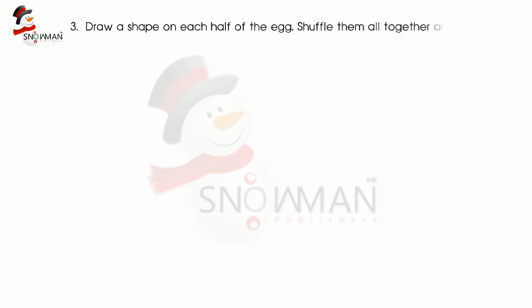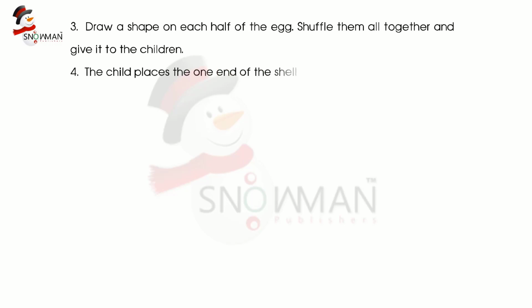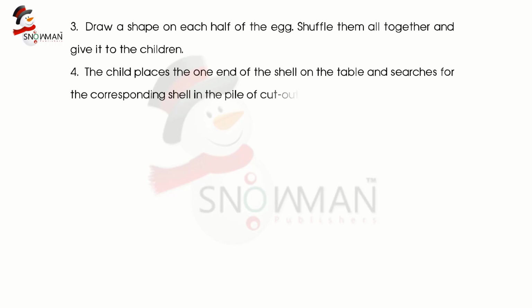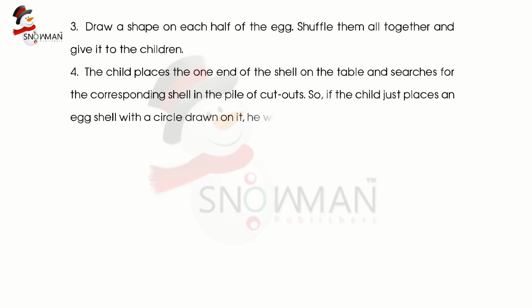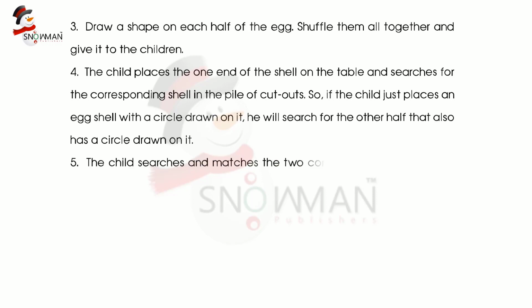Shuffle them all together and give them to the children. The child places one half of the shell on the table and searches for the corresponding shell in the pile of cutouts. So, if the child places an eggshell with a circle drawn on it, he will search for the other half that has a circle drawn on it. The child searches and matches the two corresponding eggshells to complete the egg.